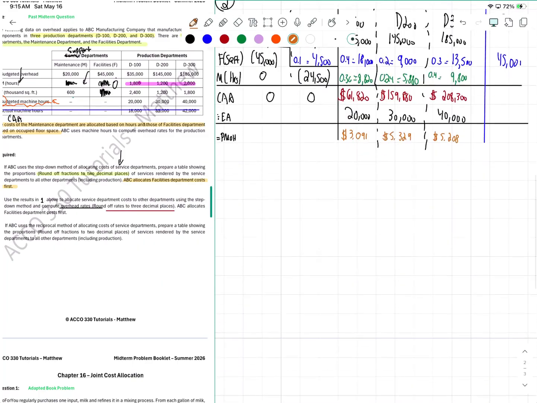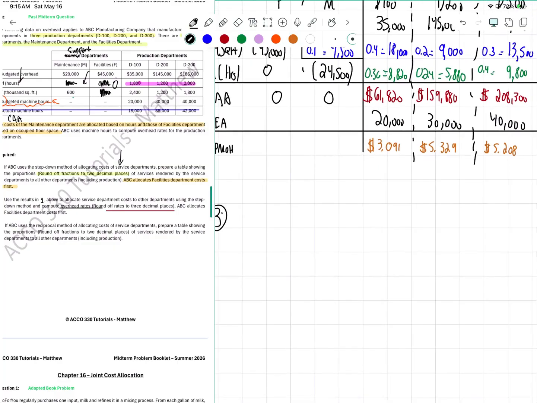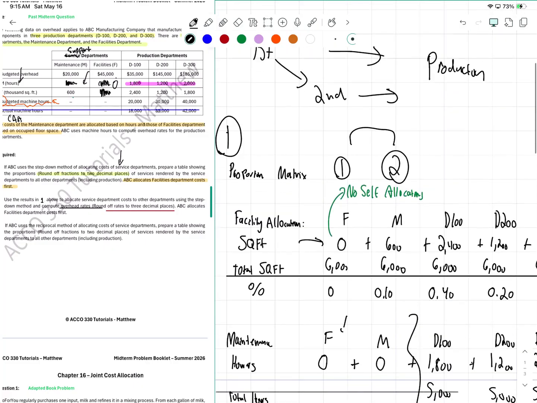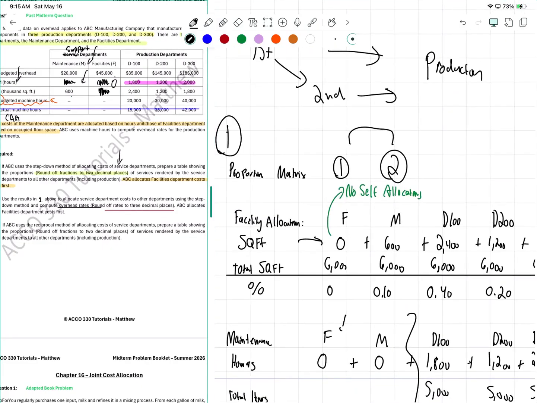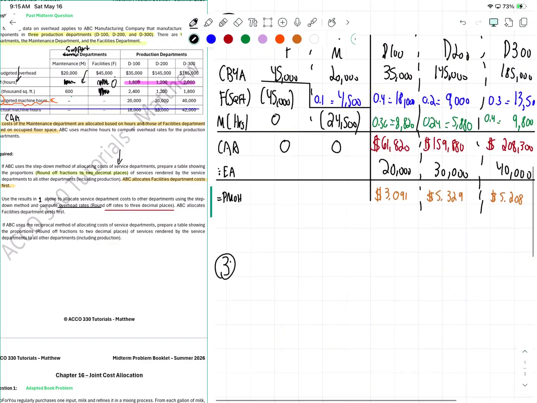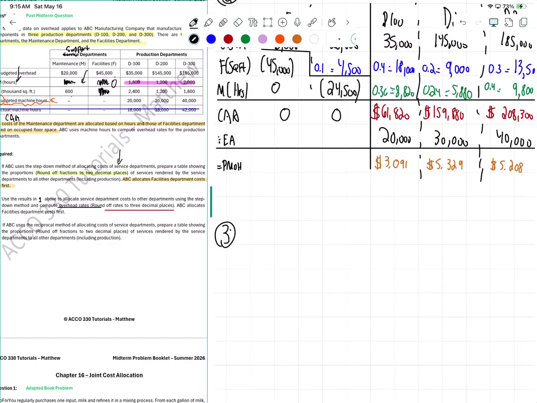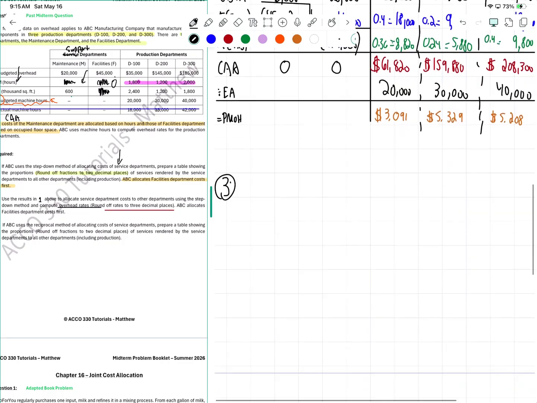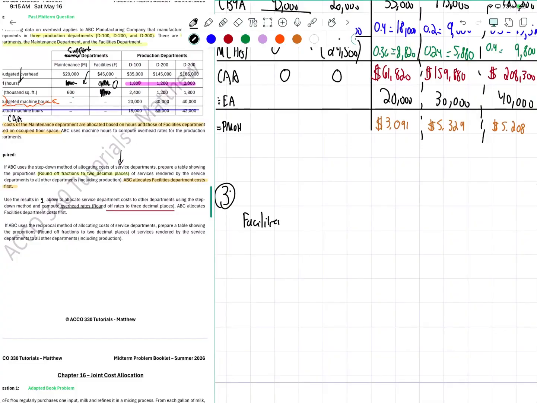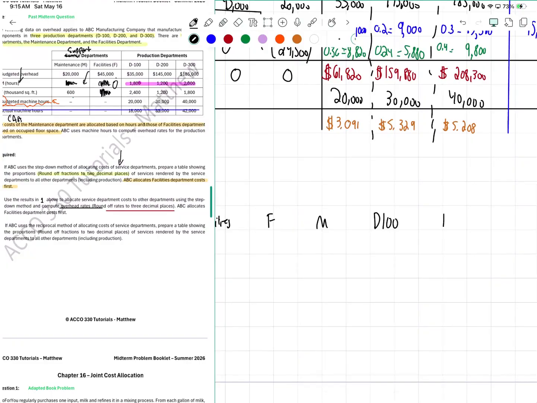So for required 3, let's build the same board. We could do it in the ranking that we did before, but normally I like to prepare the board how it looks in the question. So let's stay consistent and put facilities first. Let's build our 2 proportion matrices, facilities first. We're going to put facilities, maintenance, D100, D200, and D300.